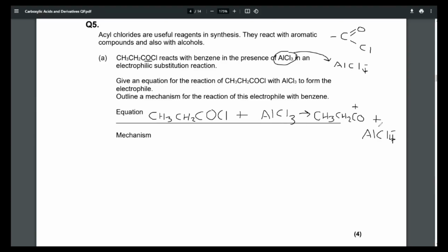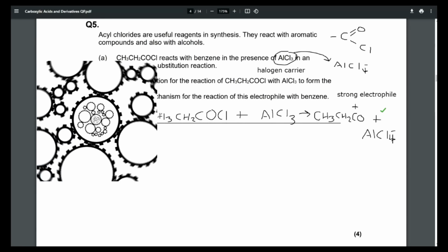Now, you can put the positive sign over the O or the C on that structural formula, but if you write the displayed formula, it has to go onto the C. So it's always best just to position your positive over the C. Now, the AlCl4 minus has picked up the chlorine, and the AlCl3 is a halogen carrier. It helps us make a strong electrophile by stealing a halogen. It's kind of a catalyst because it reforms after the reaction, but we don't need that here. So let's do the mechanism. That's going to get us our first mark. We've got 3 marks left, which we get from the mechanism. So let's have a look at this mechanism.